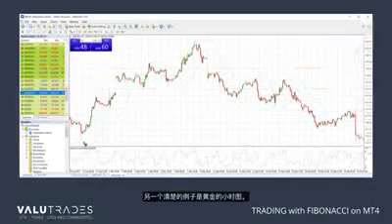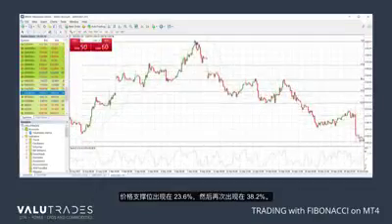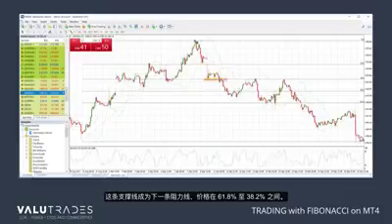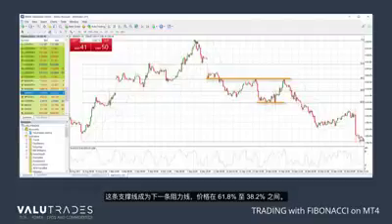Another clear example is this hourly chart on gold. Price found support at 23.6%, then again at 38.2%. This line of support became the next line of resistance as price ranged between 61.8% and 38.2%.